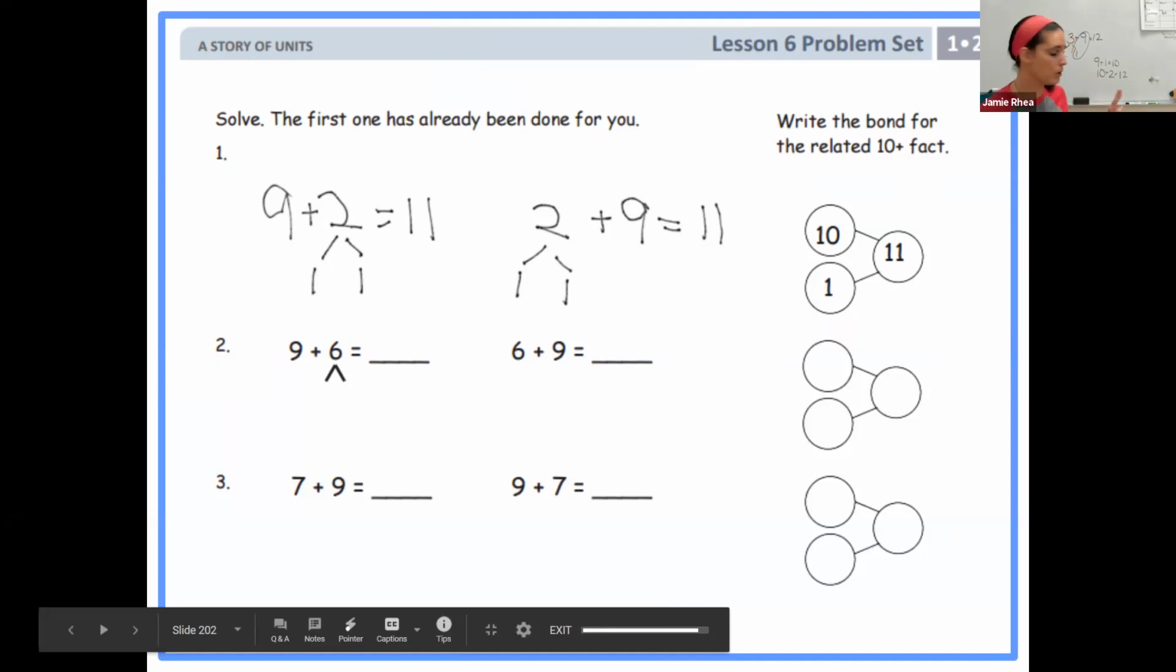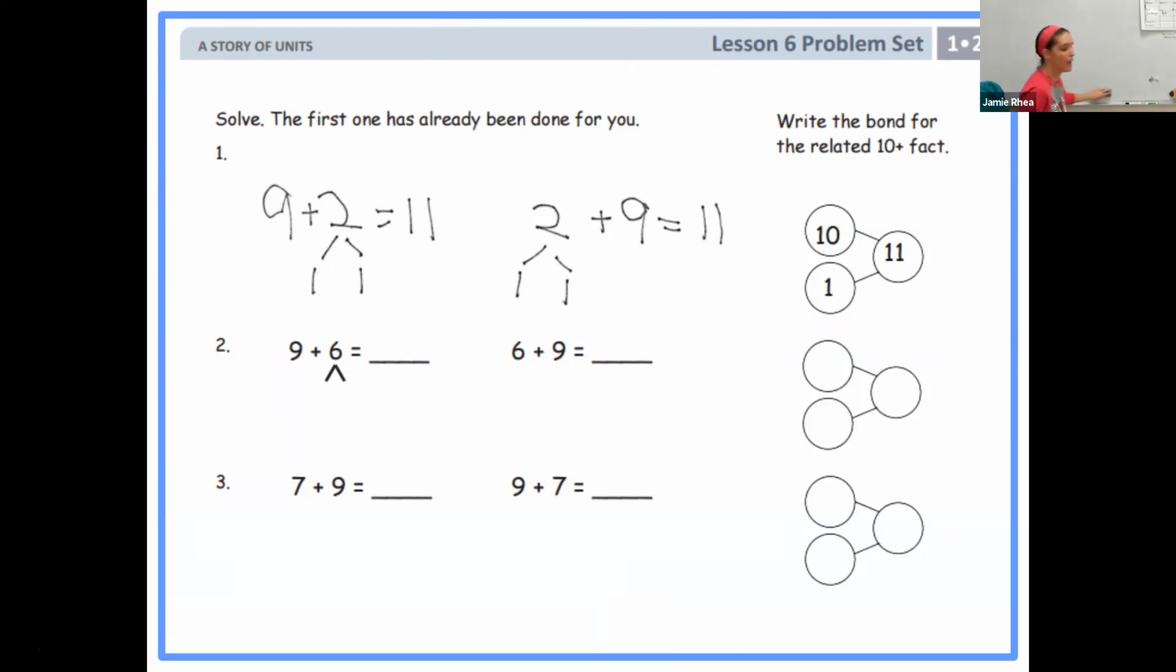So I'm going to erase my board. And I'm going to write up 9 plus 2 and 2 plus 9, because it's both. Now I'm going to zoom in a little bit so you can see my board. All right, now let's look at that.